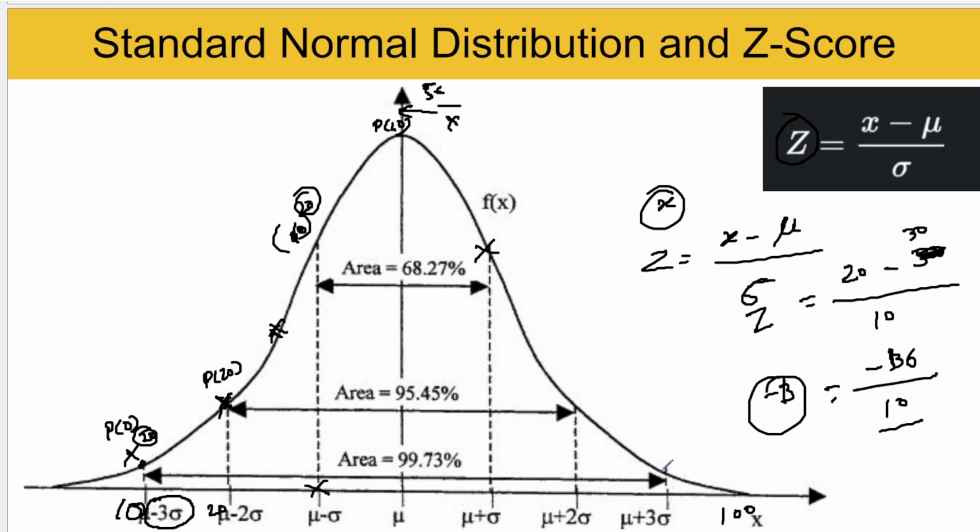So the probability is that 99.73% of values will fall within 3 standard deviations of my mean. You got my point? Are you clear about the Z score?